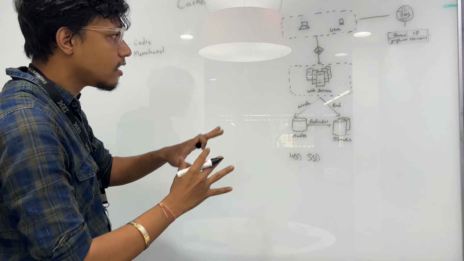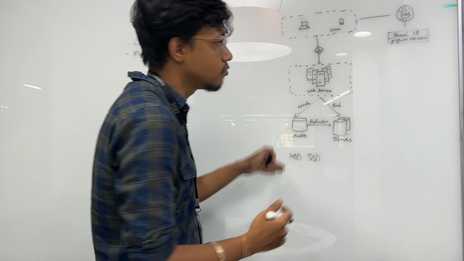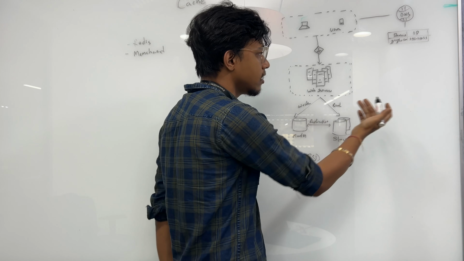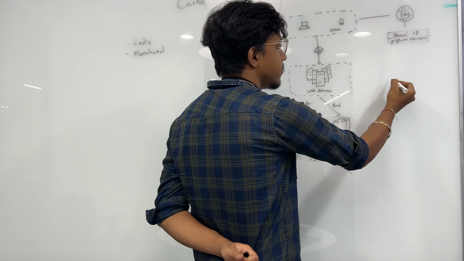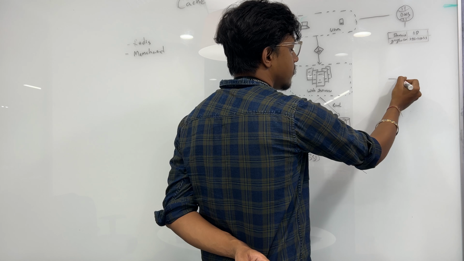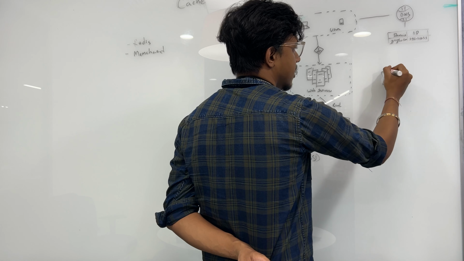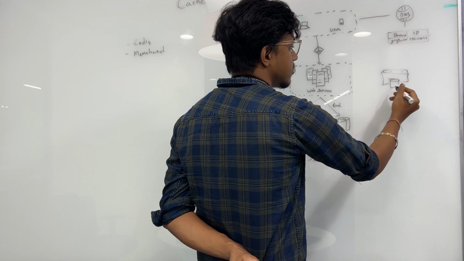Caches are placed somewhere between the web servers and the databases. I don't have space in between, so I'll create it here. For example, we have a cache storage here in memory. I don't know, it has this kind of icon. So this is the cache.